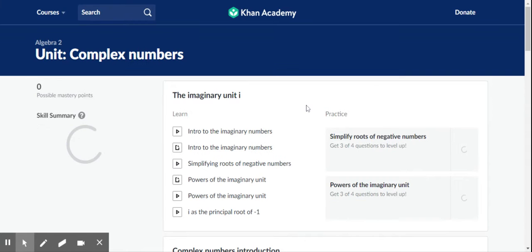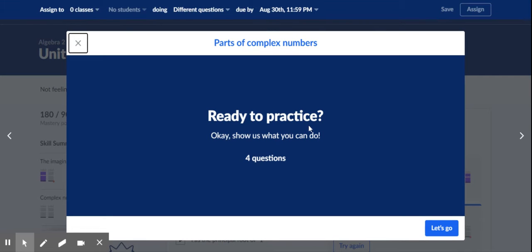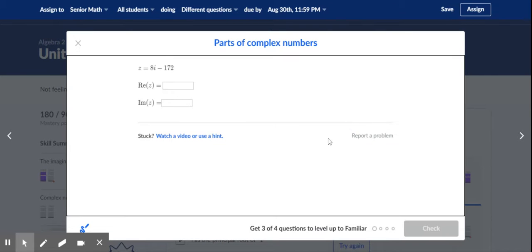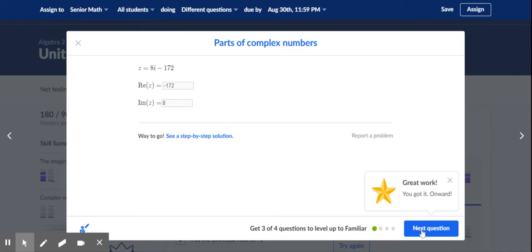There are two parts to every complex number. There's a real part and an imaginary part. The real part is the number by itself. So this is negative 172. The imaginary part is the number alongside i, which I would say 8. I don't want to answer just 8i. Okay, I just want to say 8.